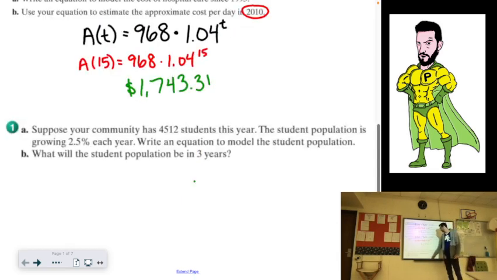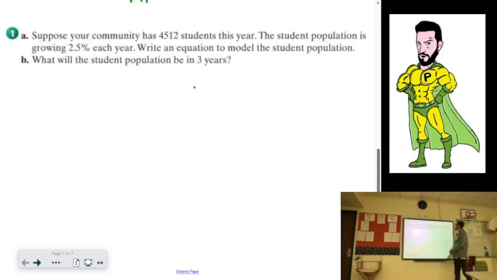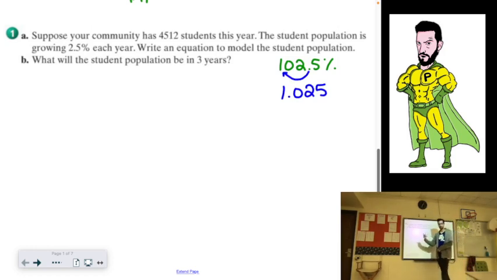Let's try another one here. Suppose your community has 4512 students this year. Student population is growing 2.5% each year. Write an equation to model this student population, and then what will it be in 3 years? Now, if we are increasing the amount of students, it's growing 2.5%. That would be 100 plus 2.5, so it'd be 102.5%, but we need it in decimal form, which, remember, moves it 2 places to the left. So we'll be using the decimal 1.025. That'll be the number with the exponent.